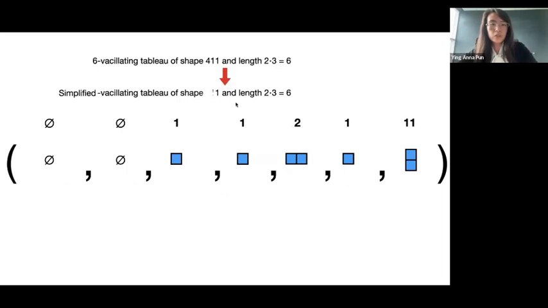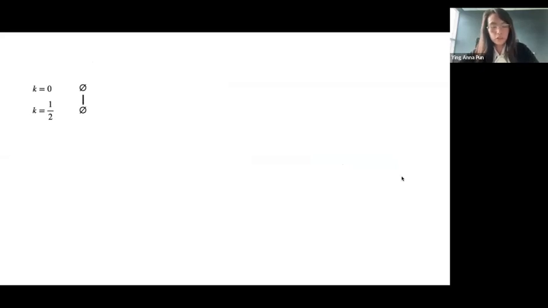So from here to here is very simple. You just remove the first row shape. So here 4, 1, 1 becomes 1, 1 because that's the last thing. That's the reason why we call it simplified Vacillating Tableau, because it can be retrieved by removing the first row, but that's kind of a catch, and you will see why.